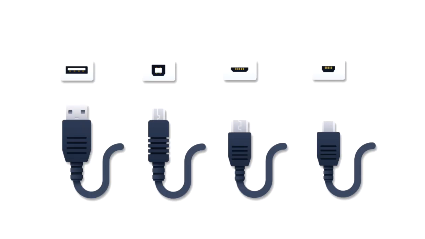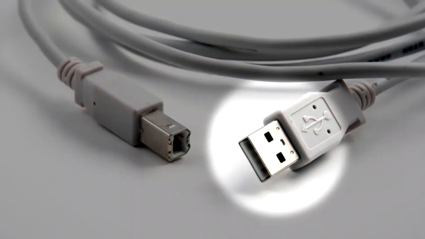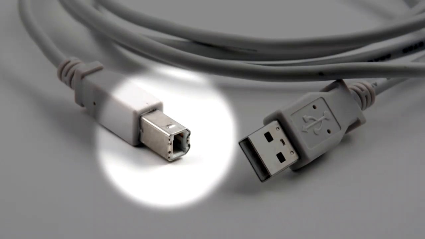USB ports and connectors come in four shapes. Type A connectors are rectangular in shape. They are designed for connections that may be plugged and unplugged frequently. Type B connectors are more squared in shape, with a bevel on one edge to keep them from being plugged in backwards. They are designed to be used for connections that are left plugged in for long periods of time.